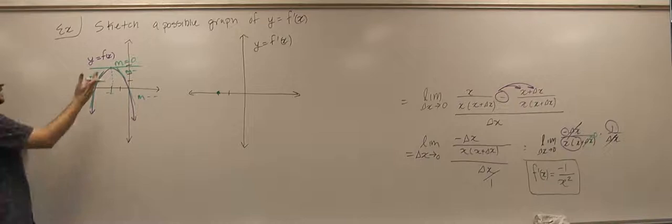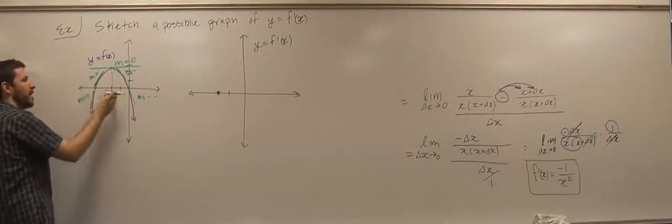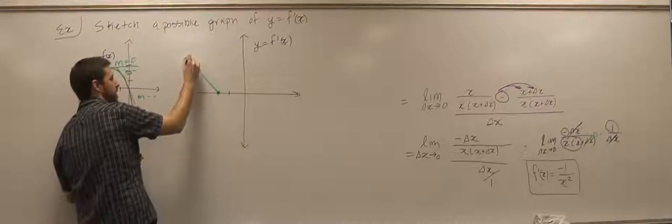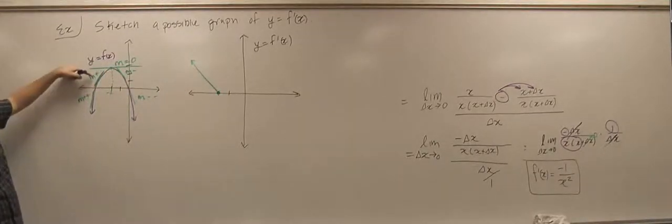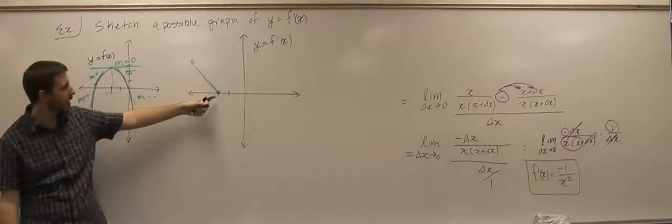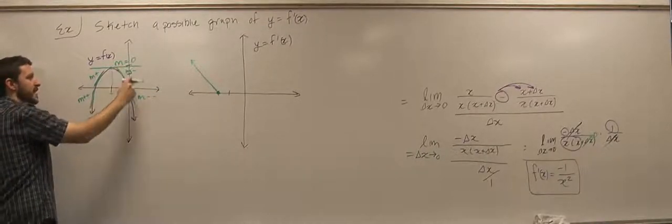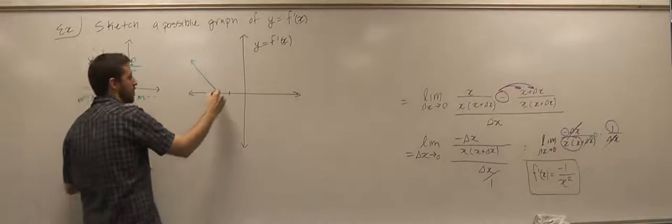So what's happening is, since your slope is positive on the left of negative 2, you're going to have a positive y value over here. And it's going to keep getting more and more positive as you go to the left. On the right, your slope is negative, and it keeps getting more and more negative as you go to the right.